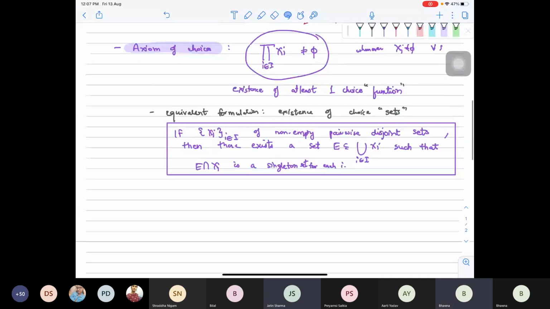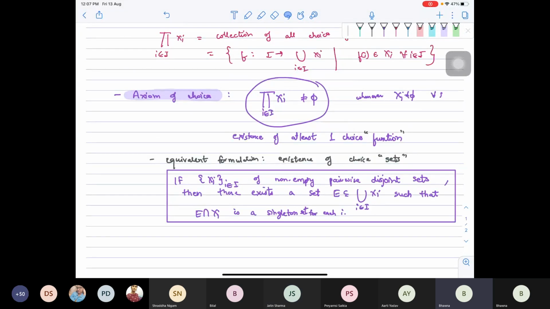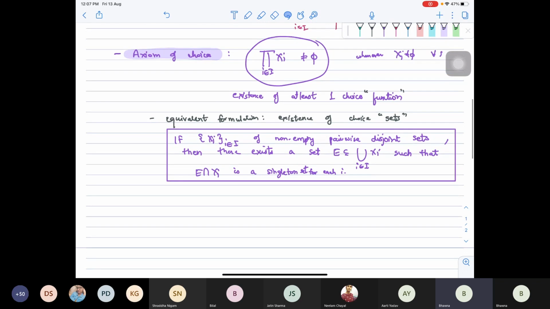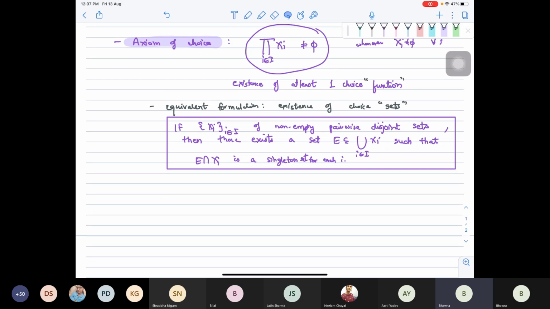Okay. So the axiom of choice said that the product of arbitrary sets was non-empty. That means we have at least one choice function. So I am saying the equivalent formulation, which can be stated as an equivalent result, says we have existence of choice sets. Choice sets means suppose we have an arbitrary collection of non-empty pairwise disjoint sets. Then we can always choose a set E, a subset of the union of all these xi's, such that whenever we intersect E with any single one, we will always get a singleton element.